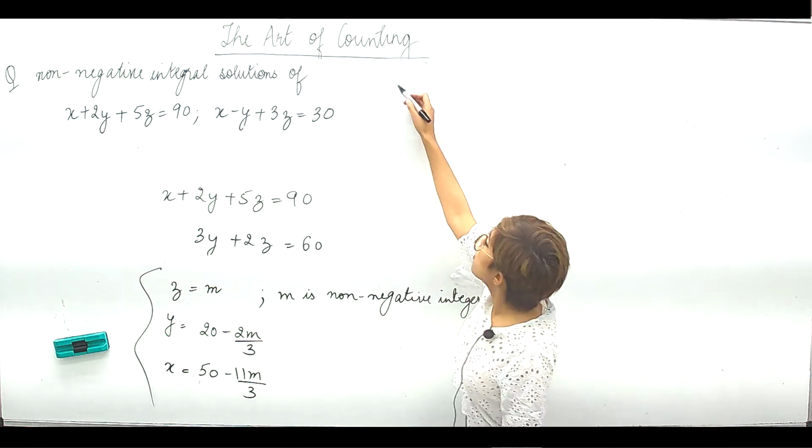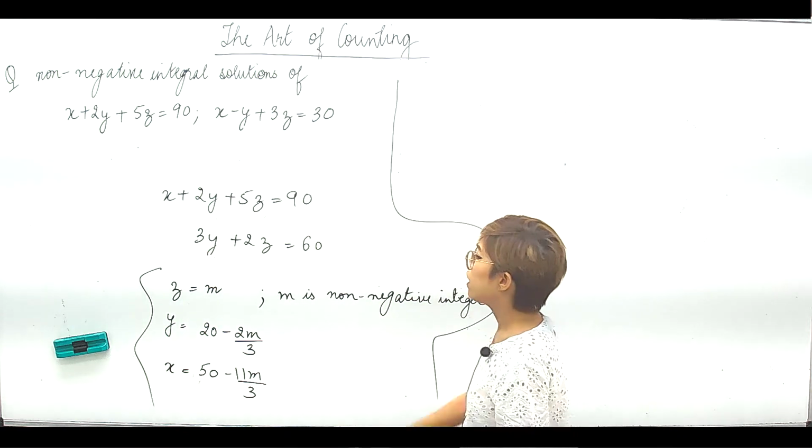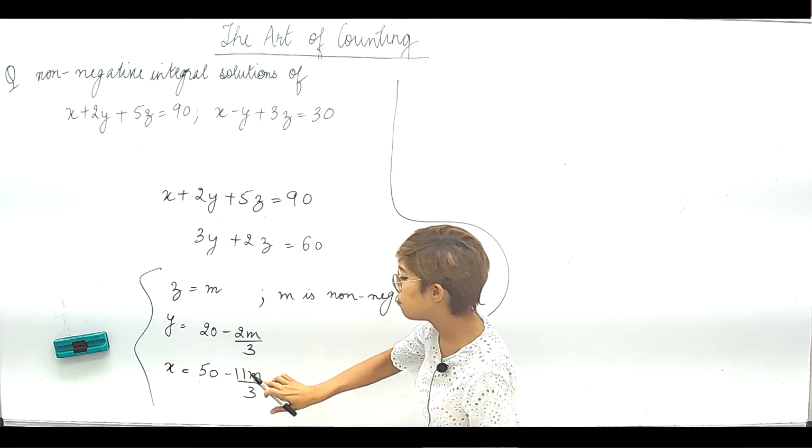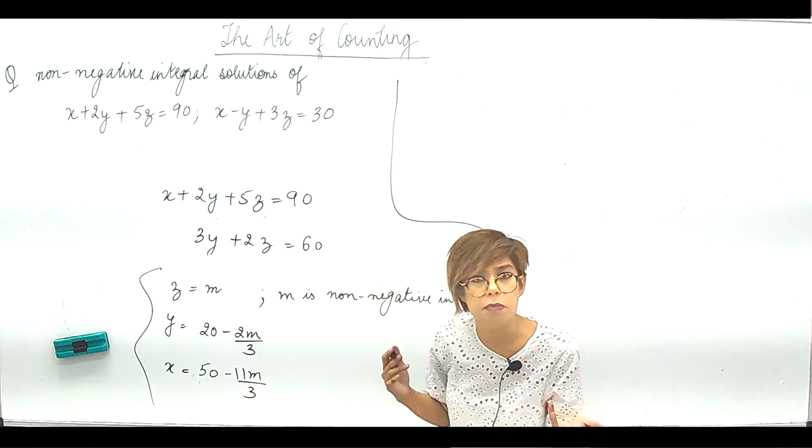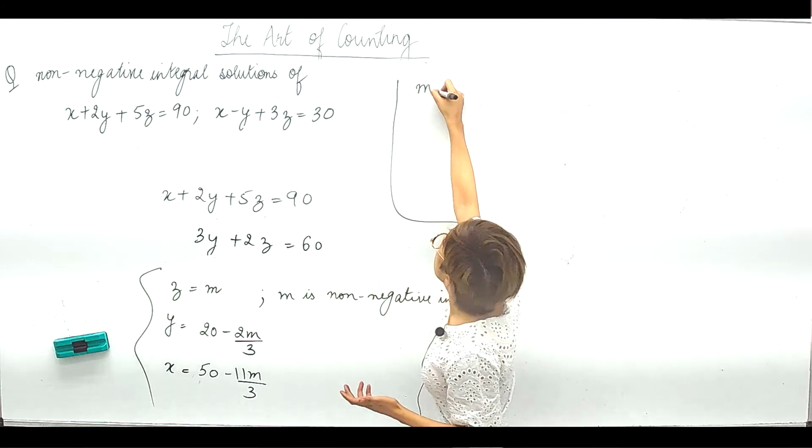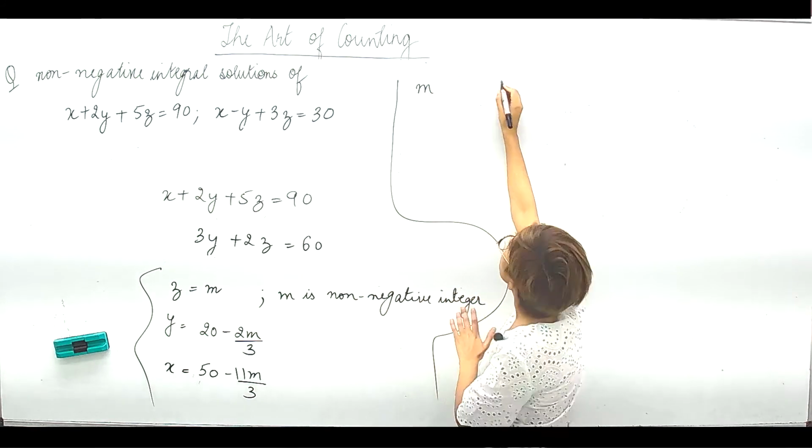Let's check out the values of m. Now m is here, m is here, m is here. Let's see what is happening to m. Now m is a non-negative integer, so m can be 0.